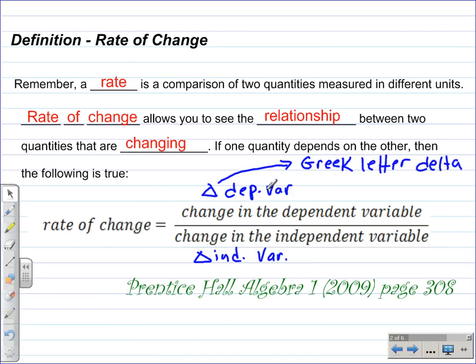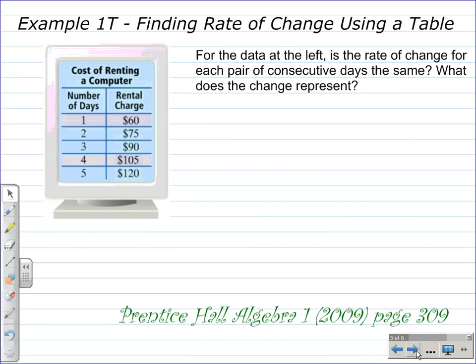So the change in the dependent variable over the change in the independent variable is how we find the rate of change to compare two quantities in different units. Example 1, finding rate of change using a table. Find, for the data at the left, is the rate of change for each pair of consecutive days the same? What does the change represent?